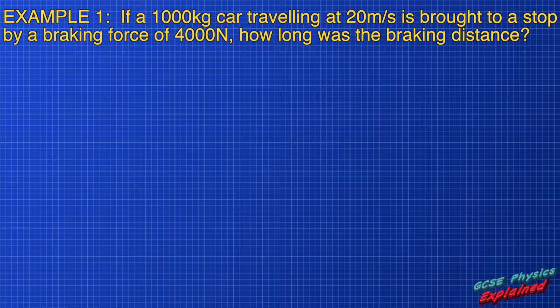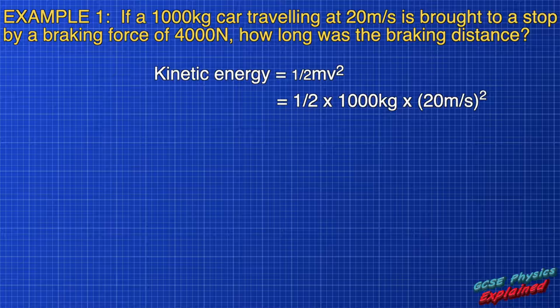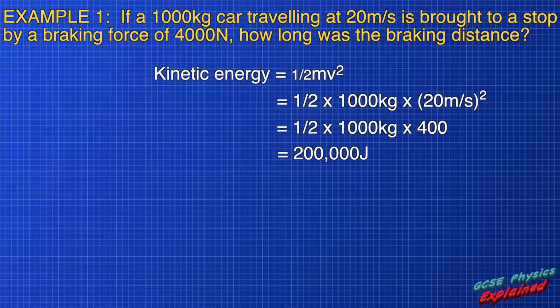Here's another example. If a 1,000 kilogram car travelling at 20 meters per second is brought to a stop by a force of 4,000 newtons, how long was the braking distance? Just like before, we'll start by working out the kinetic energy. Kinetic energy equals 1/2 mv squared, so that equals 1/2 times 1,000 kilograms times 20 squared, which is 1/2 times 1,000 times 400, which equals 200,000 joules, the same as before.